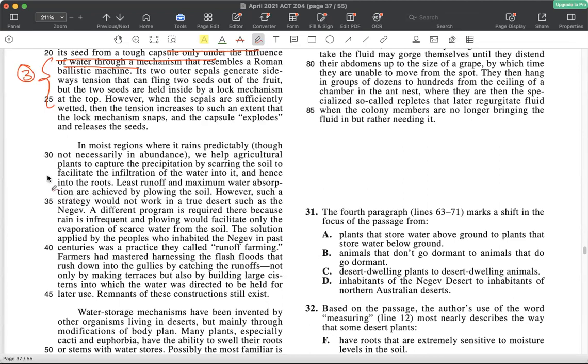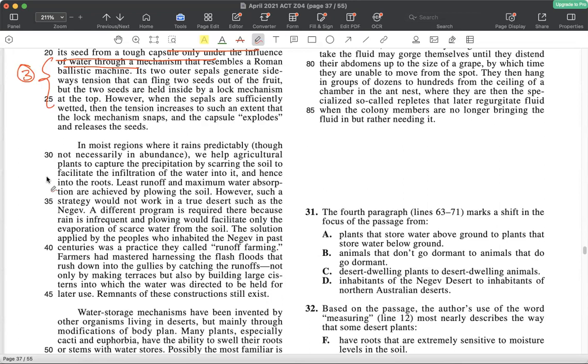Okay, so this paragraph brings out a chief difference between regular farming and farming in a desert. In regular farming, when we know that the water supply is predictable, plowing can help that water reach the roots, right? But in a desert where water supply is intermittent and not predictable at all, plowing can actually expose the water under the surface to the elements, and it can actually lead to greater loss of water.